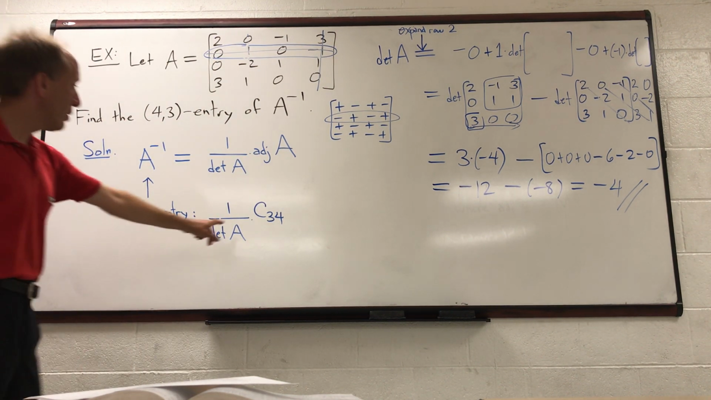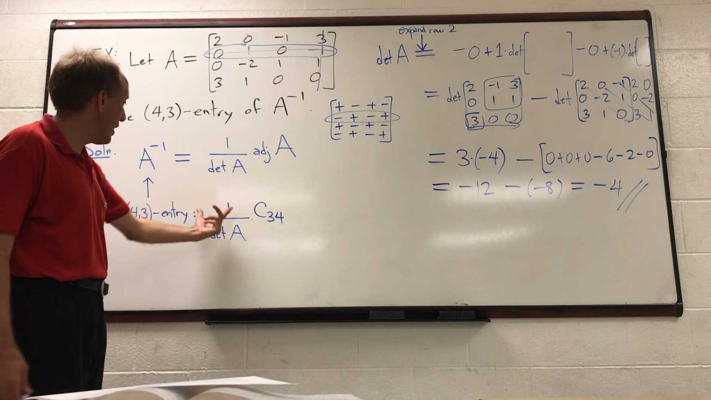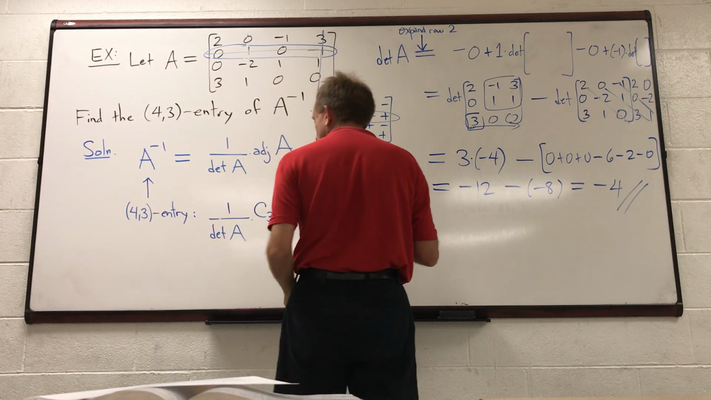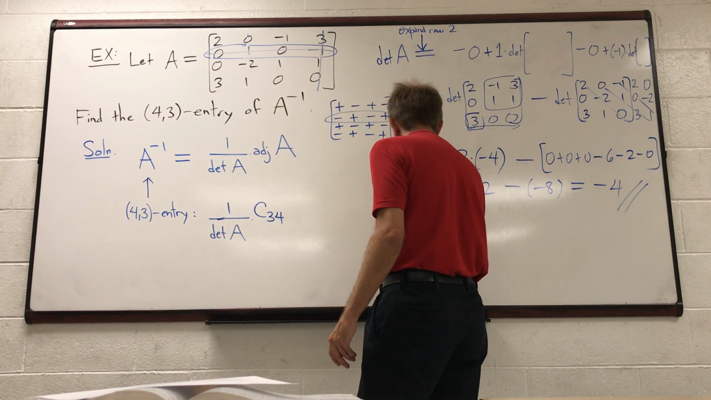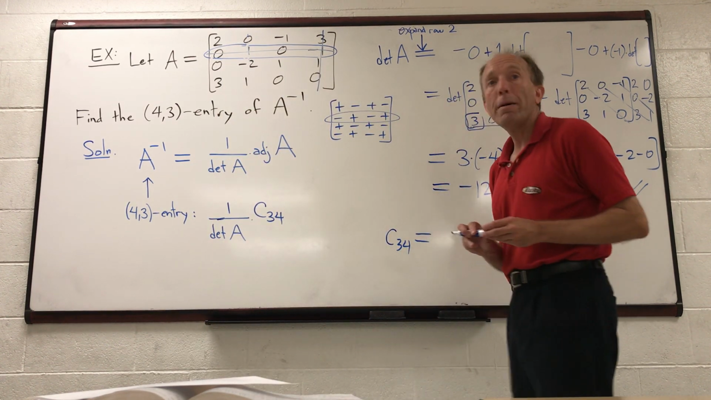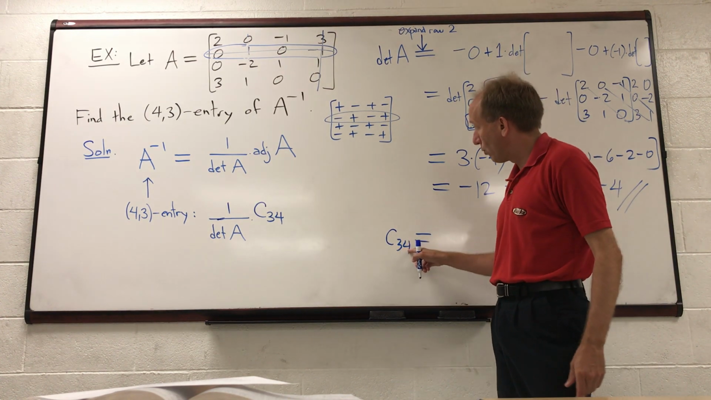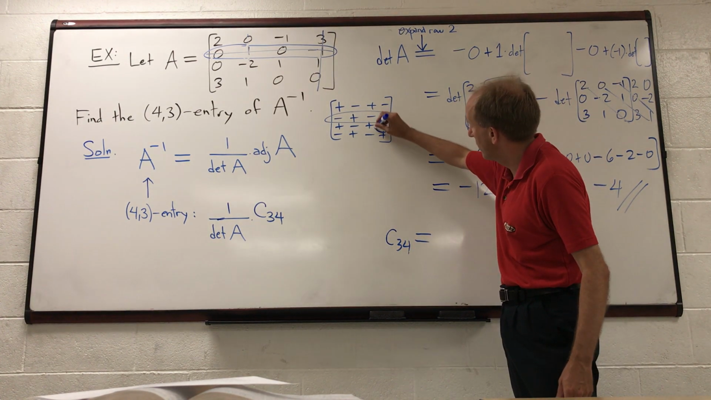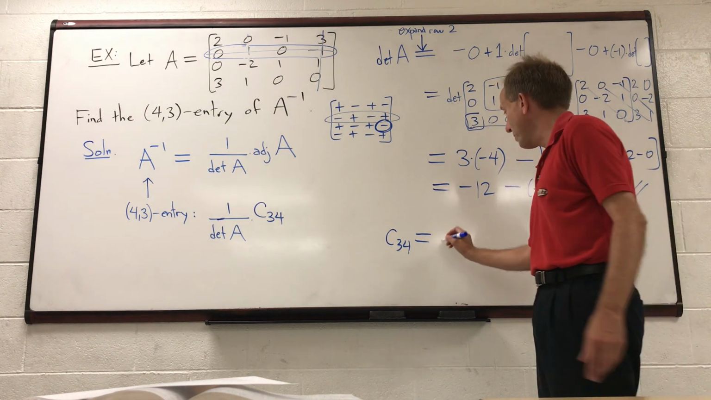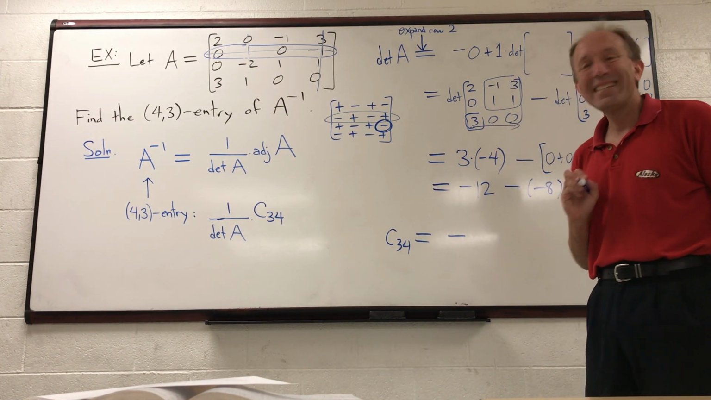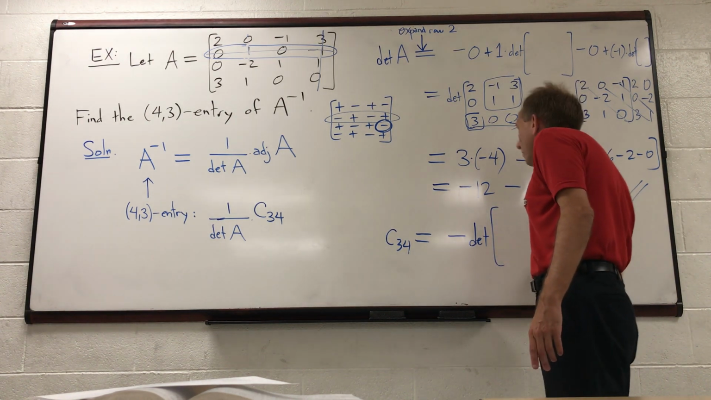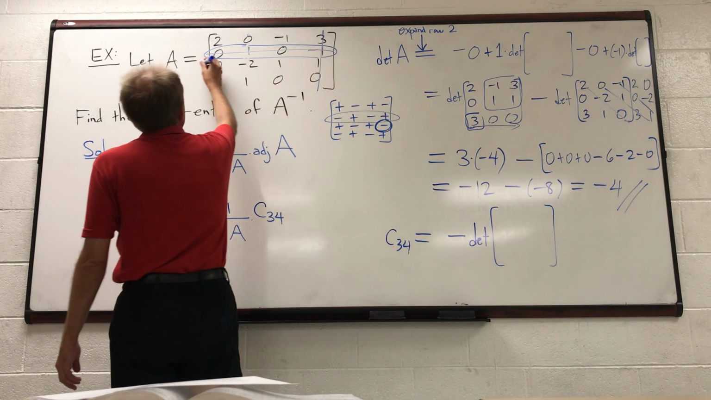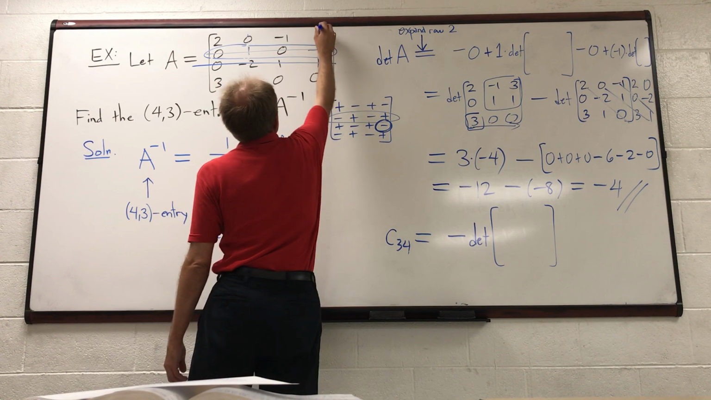Okay, let's do the 3-4 cofactor, because we have to figure that out to finish this calculation here. So for the 3-4 cofactor, remember that because 3-4 is an odd position right here, there's a sign change. I'm going to just put it down right away, the sign change, and then I'm going to take the determinant of the matrix that I get when I cross off row 3 and column 4.